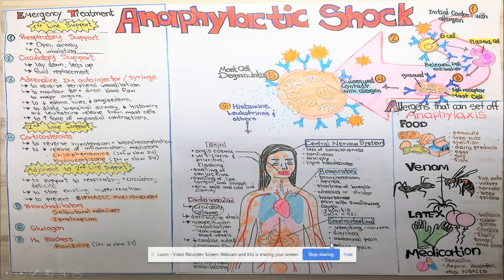Some common allergens can be food such as peanuts, venom such as honeybee stings, and medications such as antibiotics. Also, some material exposures such as latex.